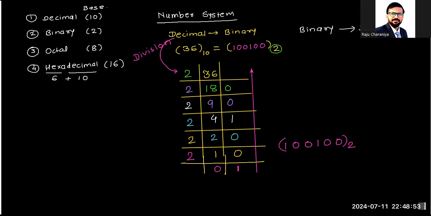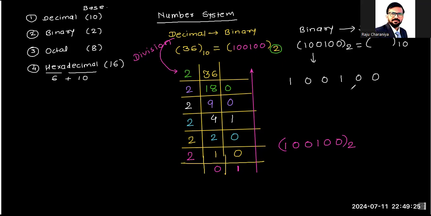Let's take the same example. Let's say we have the number 1 0 0 1 0 0. The base is 2 here as it is a binary number, but we are looking for the value of this number in the decimal number system. So we'll write the same number as it is: 1 0 0 1 0 0.